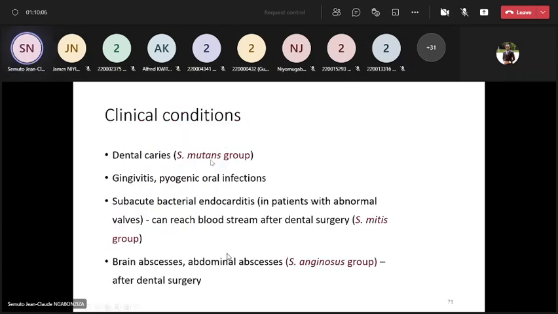So the most important clinical conditions are dental caries, which is caused by the mutans group, gingivitis, pyogenic oral infection, and subacute bacterial endocarditis in patients with abnormal valves, which can reach the bloodstream after dental surgery only. Otherwise, it is not able to cross and reach there. The milleri group can sometimes cause brain abscess after dental surgery again.